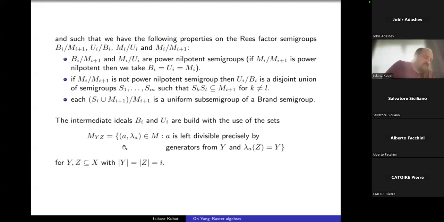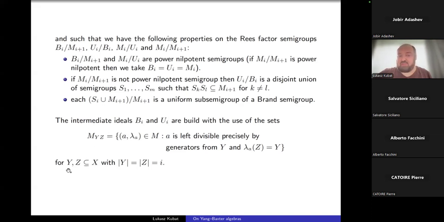But I think I don't have enough time to explain the details. But the crucial part is that for arbitrary two subsets Y and Z of X of the same cardinality, say i, we look at the elements of M written in the form (a, λ_a), such that a is divisible precisely by generators from Y, and such that the corresponding permutation to this element a sets elements from Z to Y. Okay?